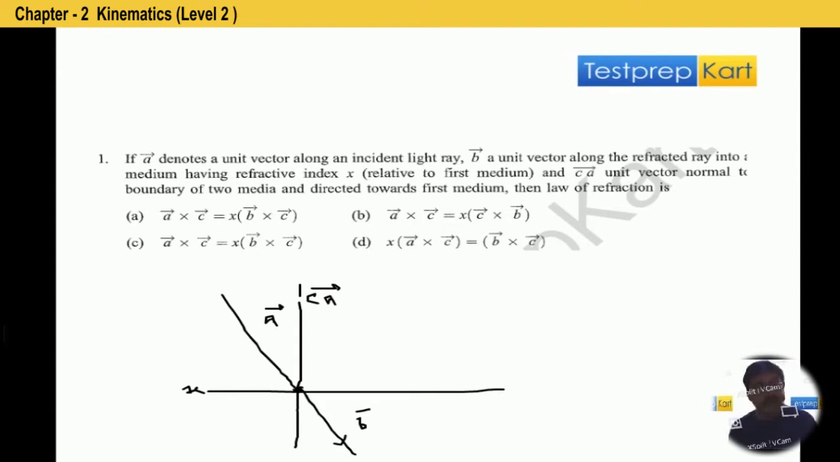Then the law of refraction is. What is the law of refraction? If it is I, if it is R, sin I by sin R. So here is the refractive index, and sin I means over here there is an A, there is a B, refractive index is X, but here we have a normal, that is into A.